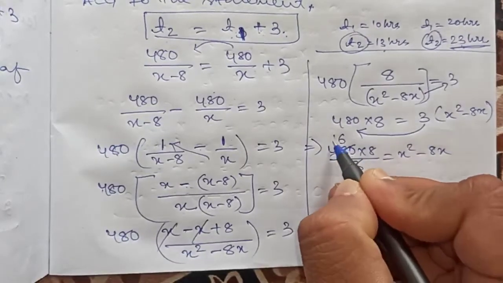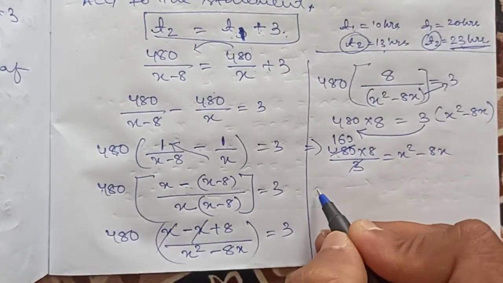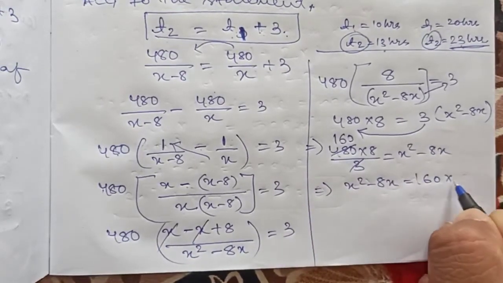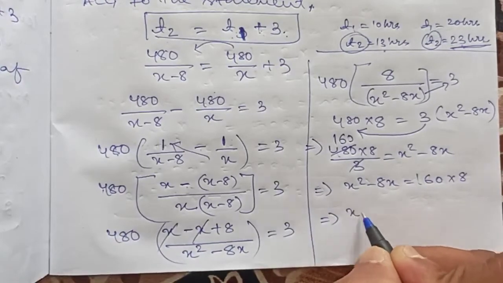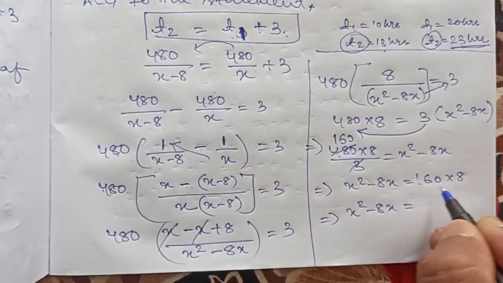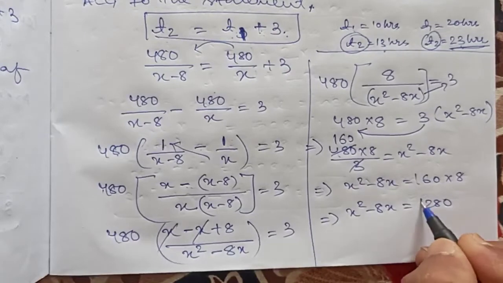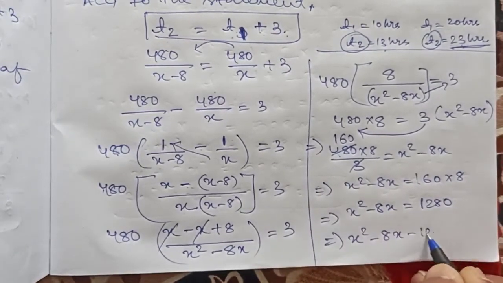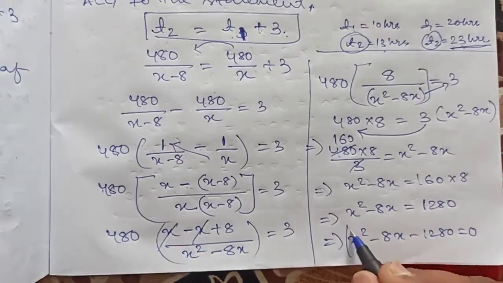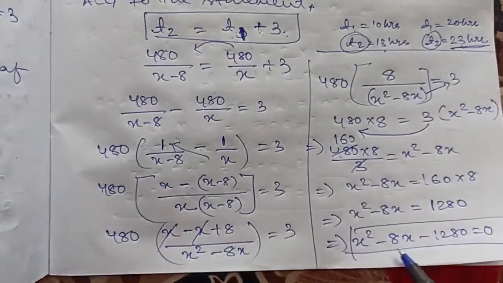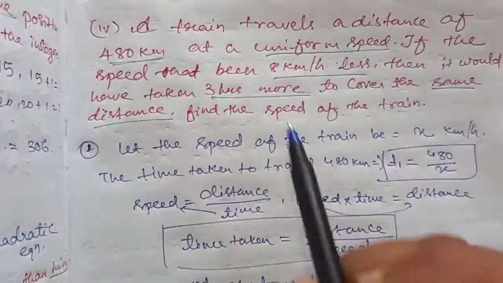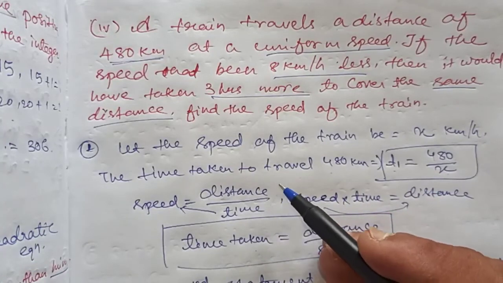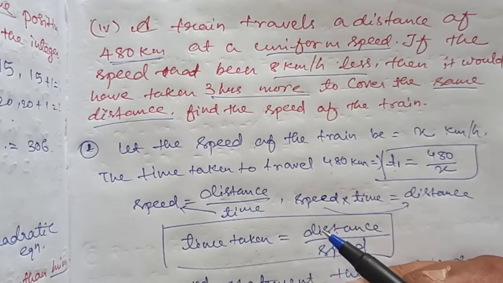3 sixteens are 48, so 160 we will get. That means x square minus 8x equals 160 into 8. Okay, 16 eights are 128, that is 1280. Bring 1280 this side: x square minus 8x minus 1280 equals 0. This is the required quadratic equation which we have to get from the statement. So you have to understand what the question is asking, represent it in situational form, and you will get the quadratic equation.